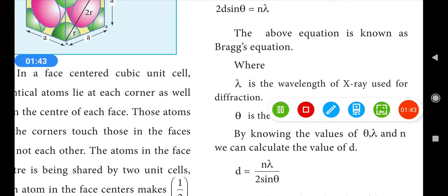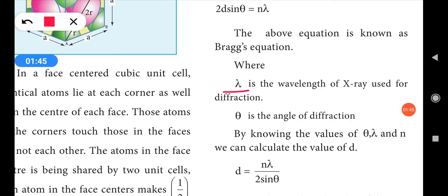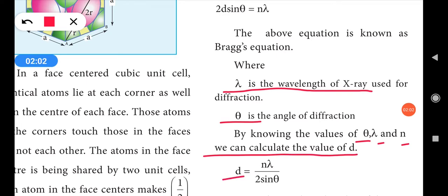Here lambda is the wavelength of X-ray used for the diffraction, and theta is the angle of diffraction. By knowing the values of theta, lambda and n, we can calculate the value of D. So D is equal to n lambda by rearranging this equation. n is the order of the diffraction.